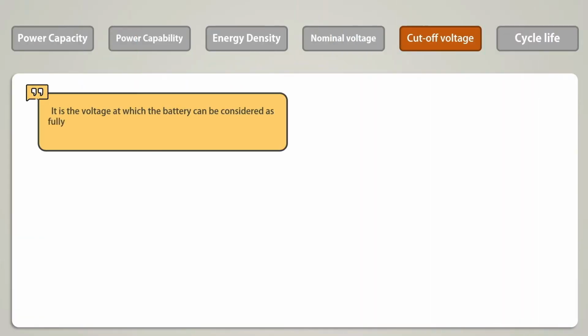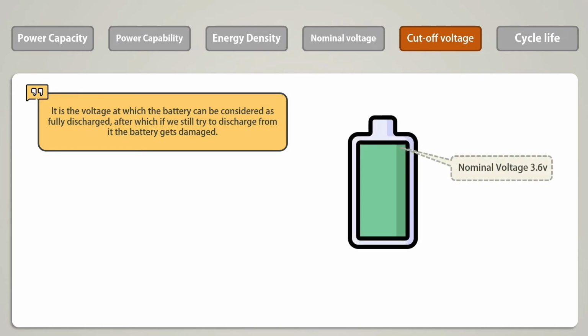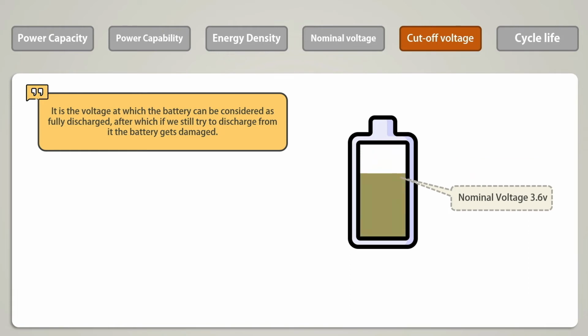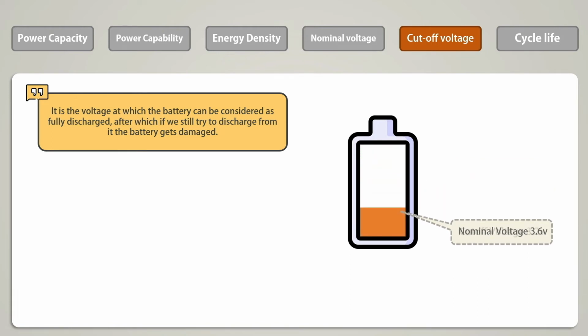Cutoff voltage: it is the voltage at which the battery can be considered as fully discharged, after which if we still try to discharge from it, the battery gets damaged. So beyond the cutoff voltage, the battery should be disconnected from the circuit and should be charged appropriately.